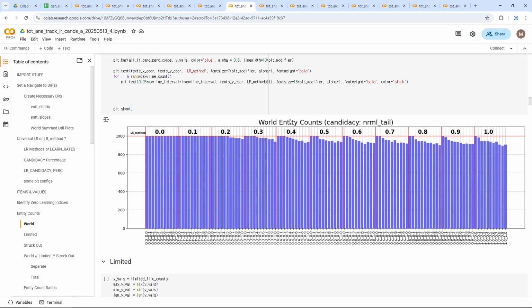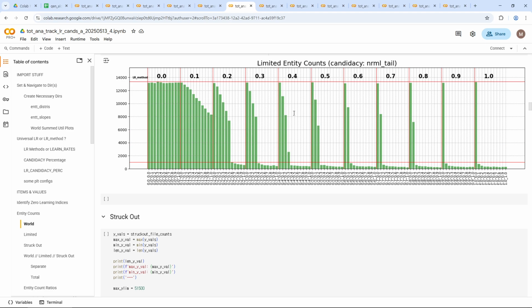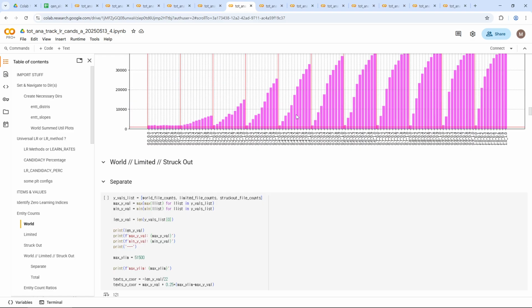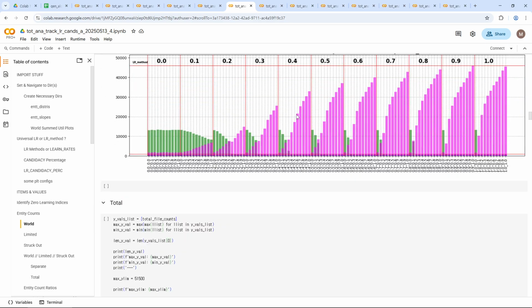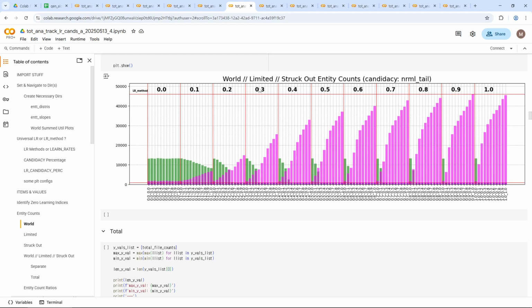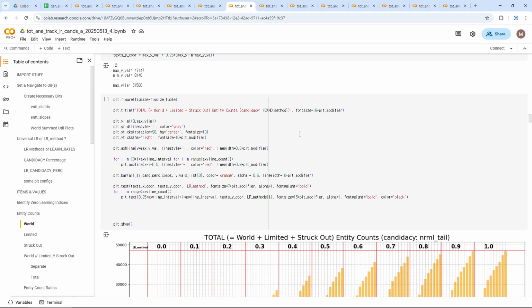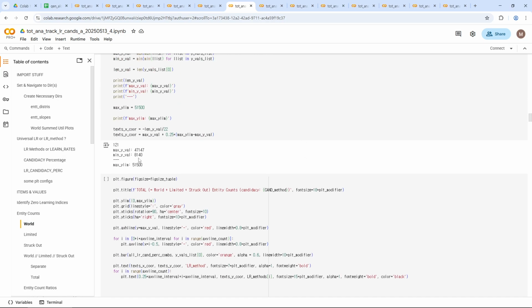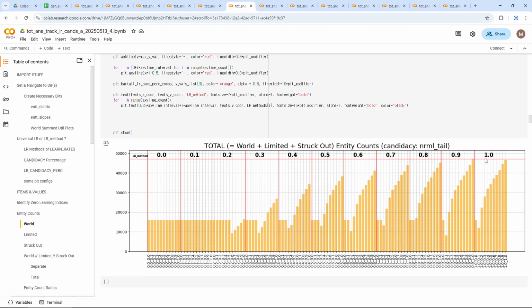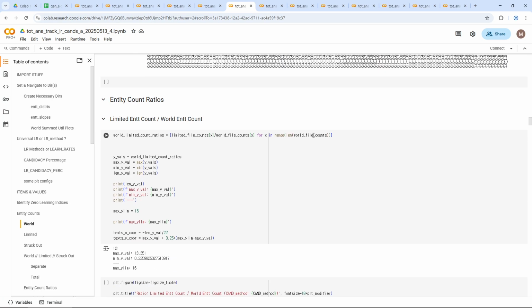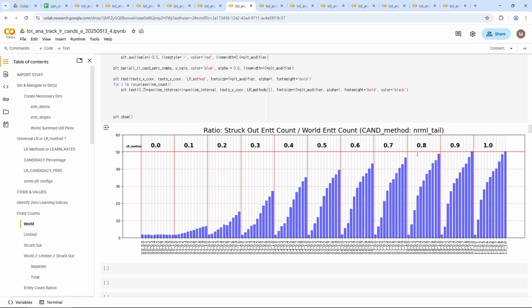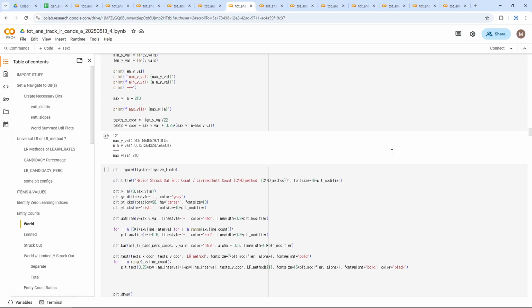So there we go. Okay, same, and all together same. Yeah, 0.3. We have that. Okay, maximum being 47,000, so that's here probably. Entity counts ratio, same thing. No, not same, similar. You know what I mean.